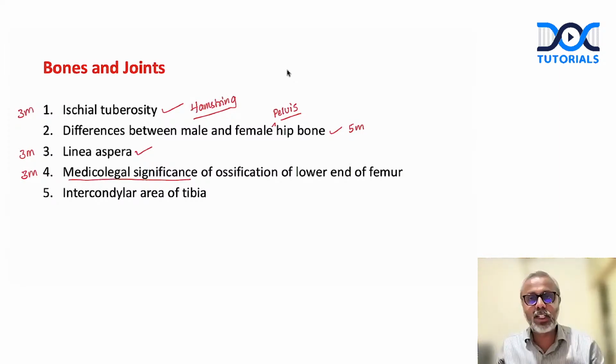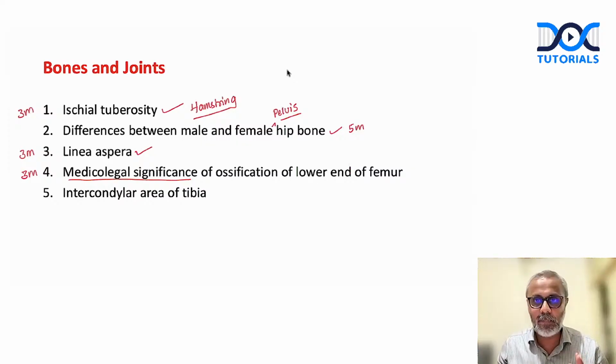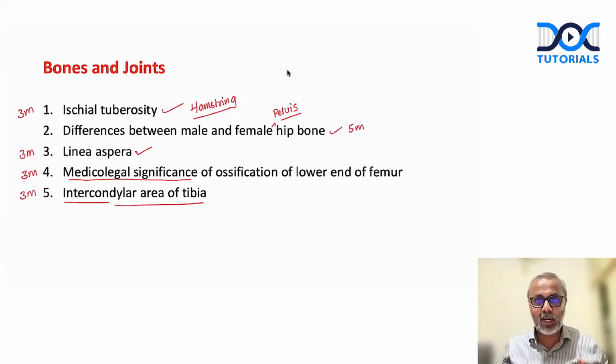What is the medico-legal significance of ossification of the lower end of the femur? Remember again, the ossification center for the lower end of the femur appears at birth or the 9th month of intrauterine life. So the appearance of this ossification center basically signifies that the fetus has that maturity for independent existence or survival. Then the attachments to the intercondylar area of the tibia. This could be again one more important 3 marker.